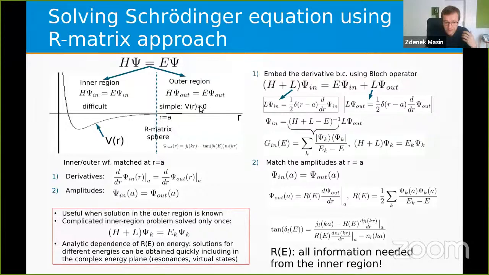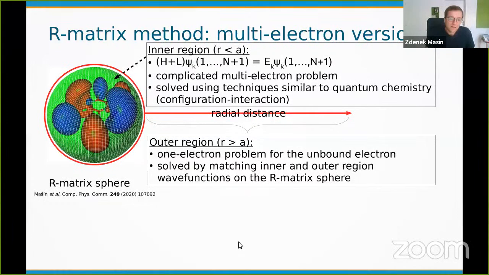The advantage of the R matrix method is that the complicated inner region problem is solved only once. And last but not least, the R matrix has an analytic dependence on energy. This means that solutions for a large number of energies can be obtained very quickly, including in the complex energy plane. As you heard earlier today, the R matrix, of course, has a multi-electron version, which is what we use.